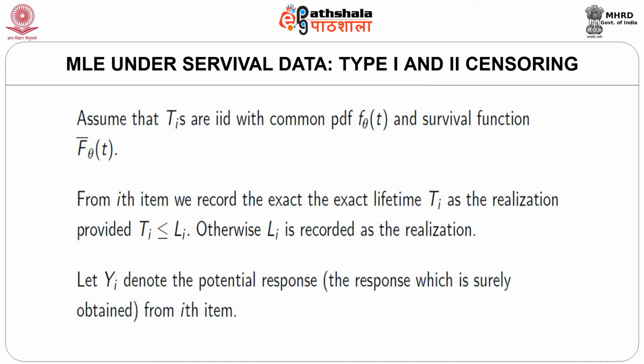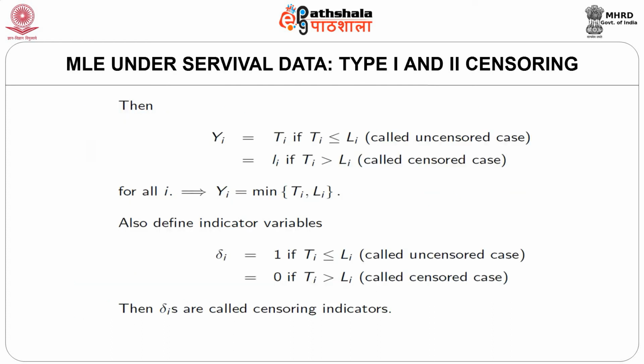Let capital Y denote the potential response, that is the response which is surely obtained from ith item. Then we can easily say that capital Y is equal to capital Ti if capital Ti is less than equal to capital Li, and this is called uncensored case. Similarly, capital Y will take the form capital Li provided capital Ti is greater than capital Li, and this situation is called censored case for all i. This implies Yi takes the minimum of Ti and Li.